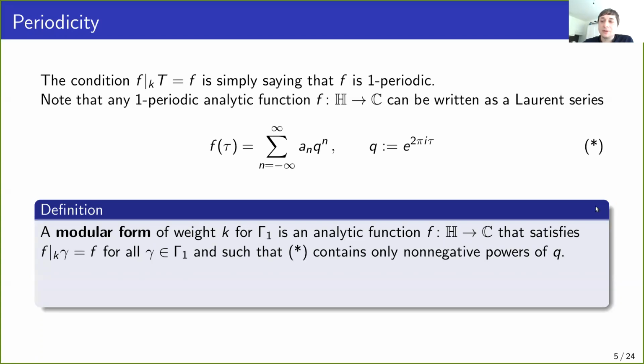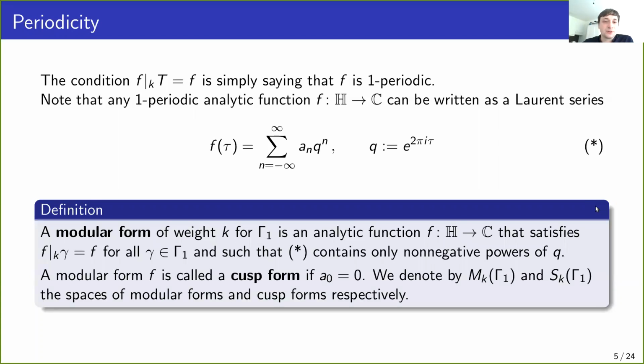Okay. In particular, there's an important class of modular forms where we have a stronger condition, which is that the constant term of the expansion also has to vanish. In that case, we call it a cusp form. We use this notation for the spaces of modular forms and cusp forms. The set of all such things is actually a C vector space, as one can easily see from the definition.